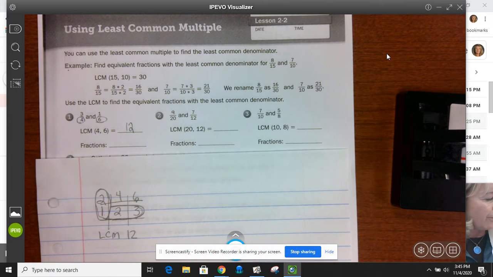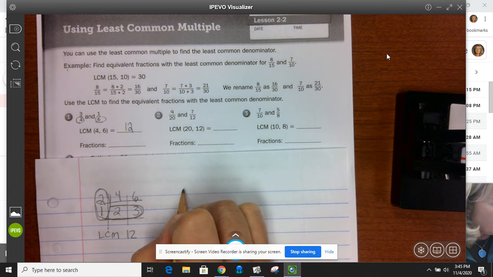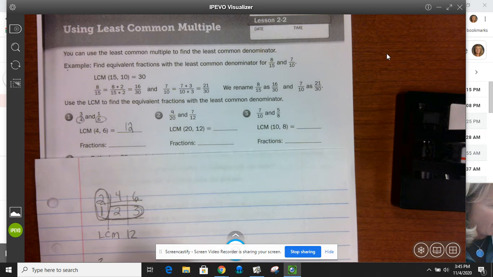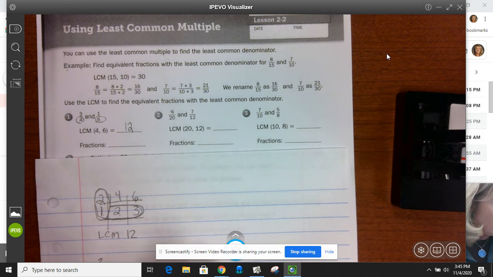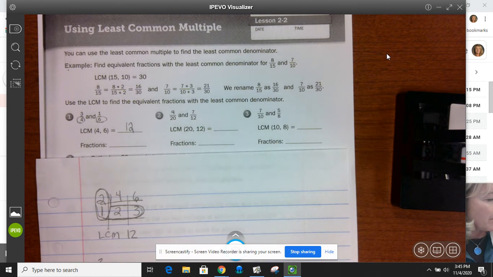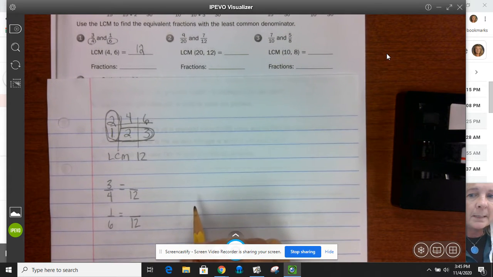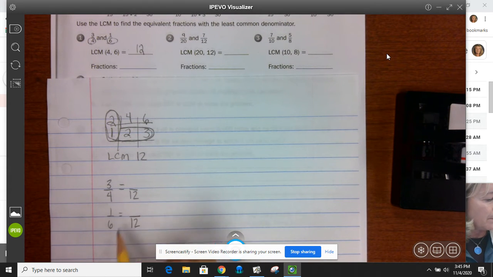Now we're going to take our two fractions. We're going to take 3/4 and 1/6, and we're going to change them to equivalent fractions with the same denominator. We're going to use our least common multiple of 12. Whoops, sorry. Let me slide this up here. So 3/4 equals something over 12. 1/6 equals something over the same denominator, 12.